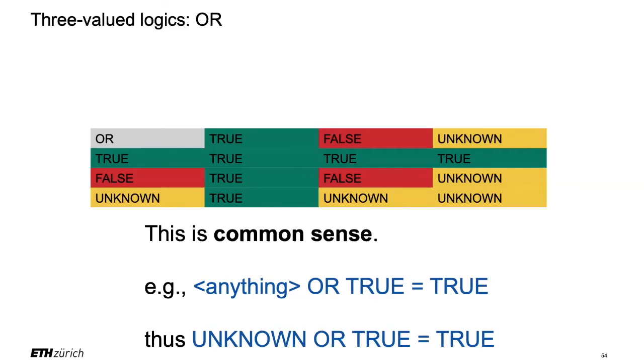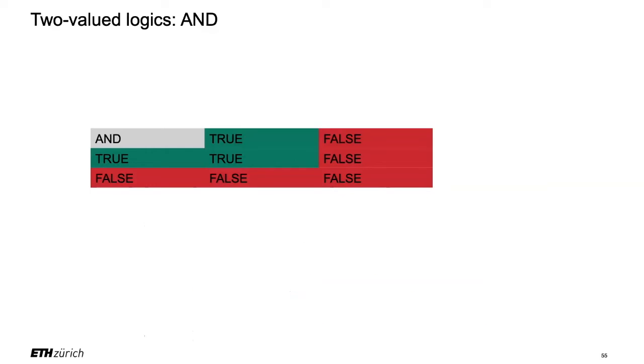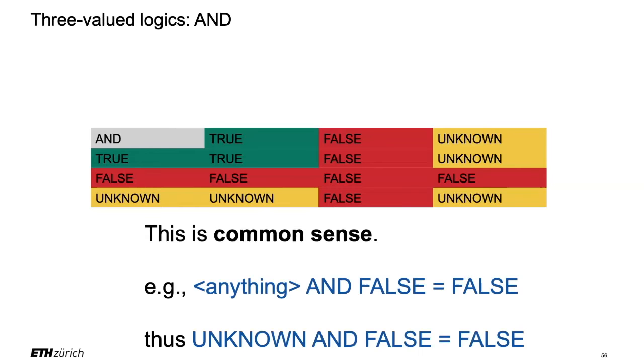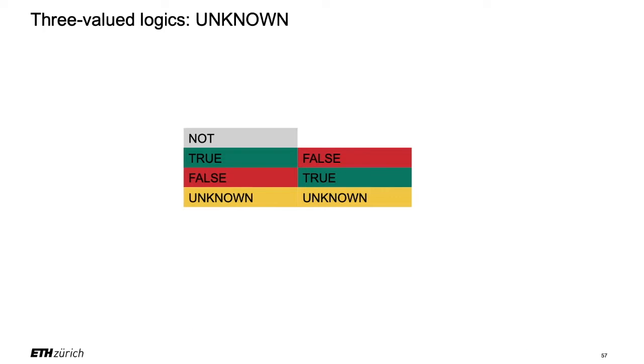For whom does that make sense? Right? This is called three-valued logic. Okay? So two-valued would be just true and false, and three-valued is with the third possible value, unknown. The same goes for not. So not true is false, not false is true, and not unknown is unknown, right?